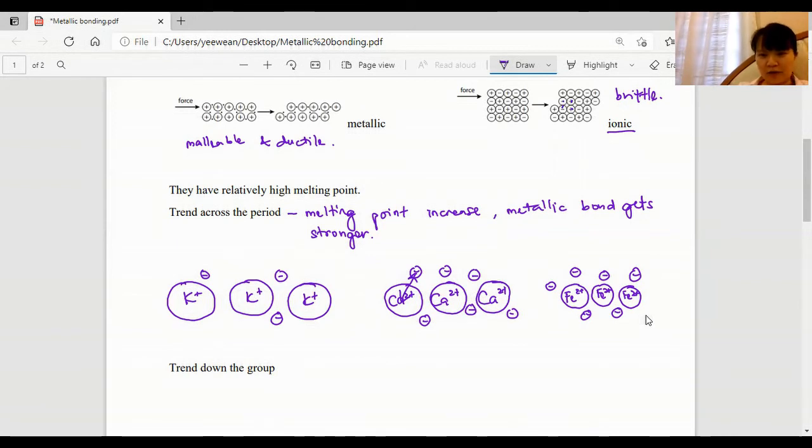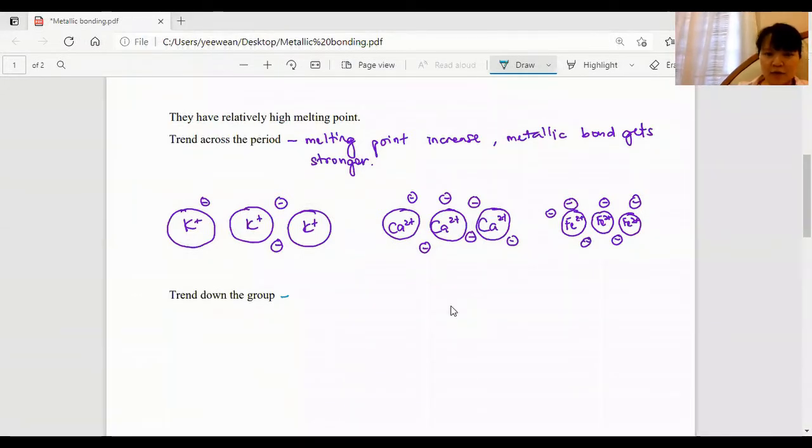Going across the period now to transition elements like iron here. Transition elements are even smaller, and it still delocalizes the same 6 electrons, same as calcium here, but it's smaller than calcium. Therefore, the attraction is even stronger.